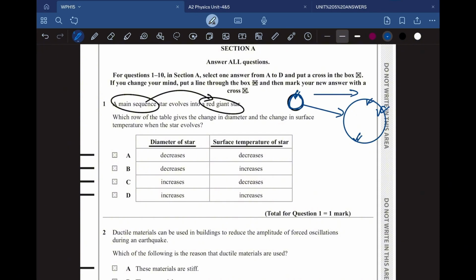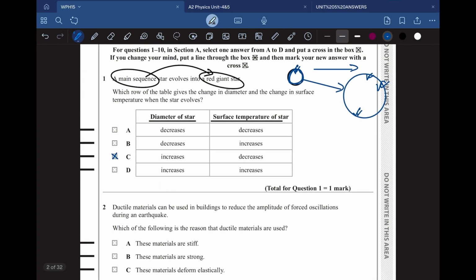So basically our correct answer will be C, because the diameter has increased and the surface temperature has decreased. When the surface area increases, the same amount of energy is now spread out over a large surface area. So that's why the surface temperature decreases.